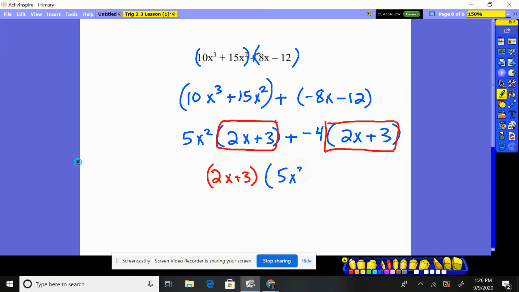And this gives me 5x squared. Instead of plus negative 4, we can just say subtract 4. That should give you enough in order to do factoring by grouping.